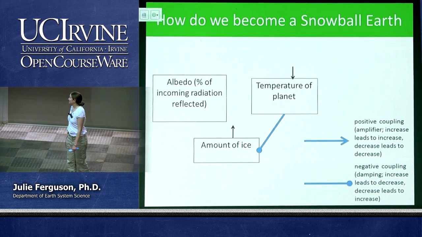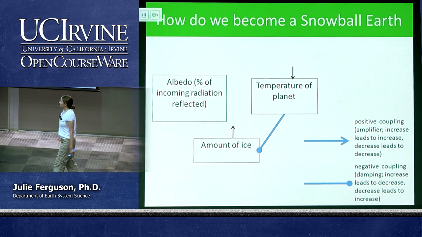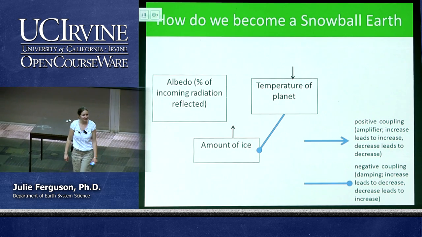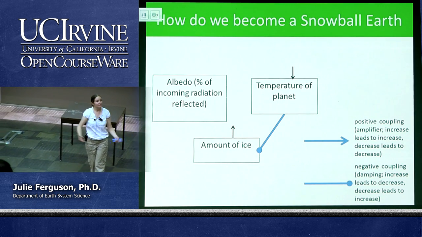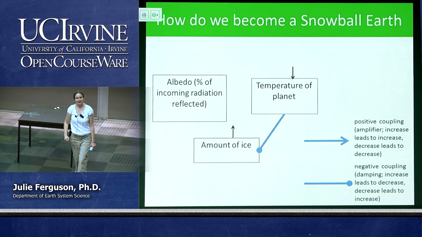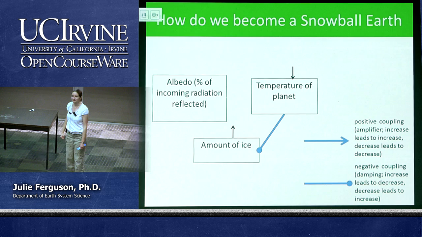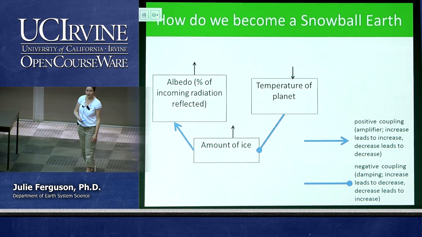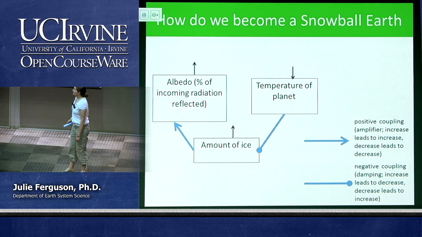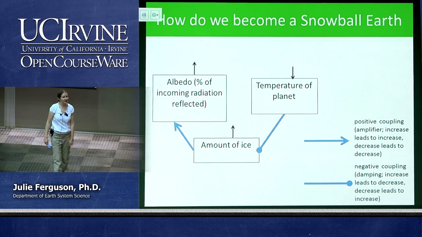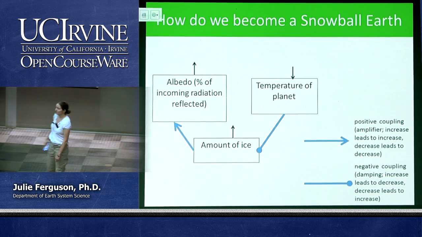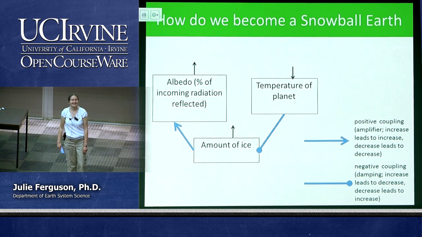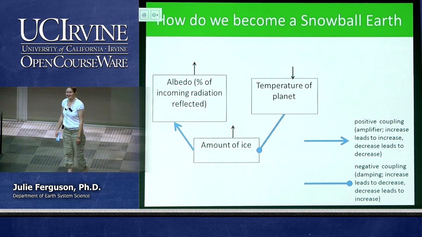So if I'm increasing the amount of ice on Earth, what am I going to do to my albedo? Increase. So what type of arrow am I drawing? A normal one or one with a circle? Normal, absolutely. So I'm increasing that, so I draw my normal arrow. If I'm increasing albedo, what am I doing to the temperature? Decrease, thank you. I had a bit of a mixture there.